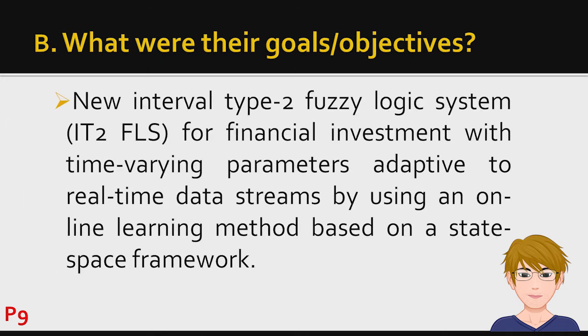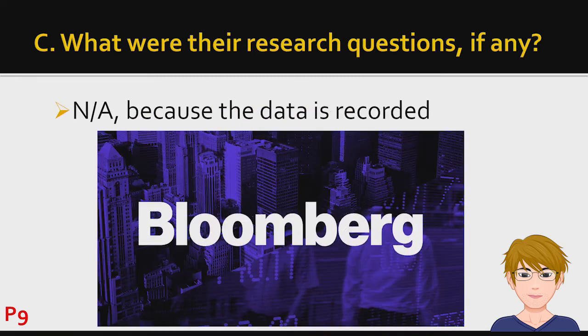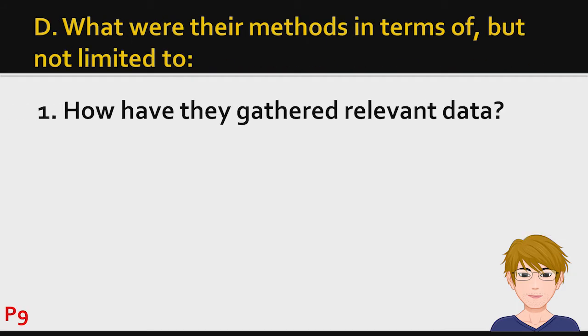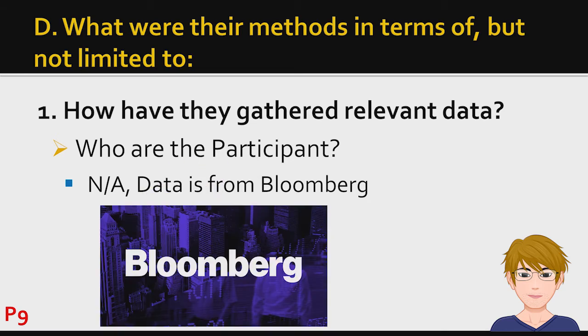New interval type 2 fuzzy logic system or IT2 FLS for financial statement with time varying parameters adaptive to real-time data streams by using an online learning method based on a state space framework. So letter C, what were the research question, if any? No. And A, because the data is recorded from Bloomberg. Okay. How have they gathered relevant data? Who are the participants? And A again, because the data is from Bloomberg.